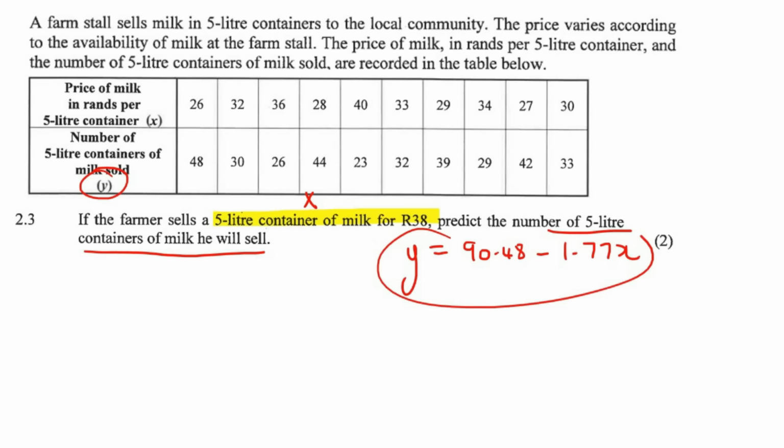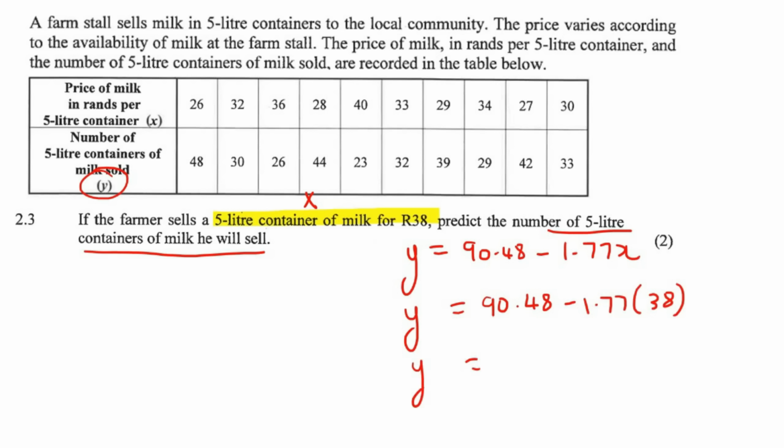So they just want us to use this formula now. So you're going to plug in X as 38. And then you're just going to go solve. And that's going to be 23,22 Rand. So 23,22 Rand.